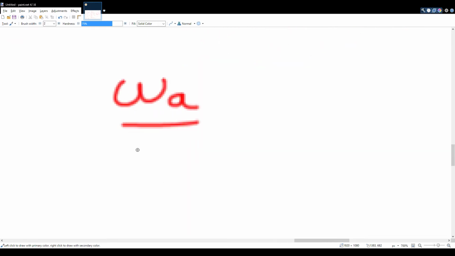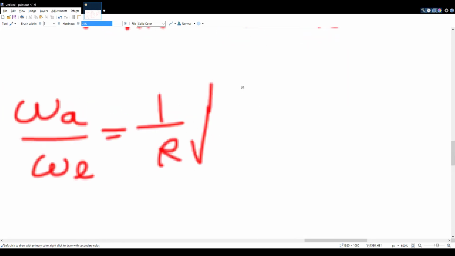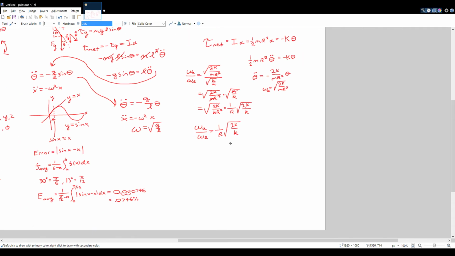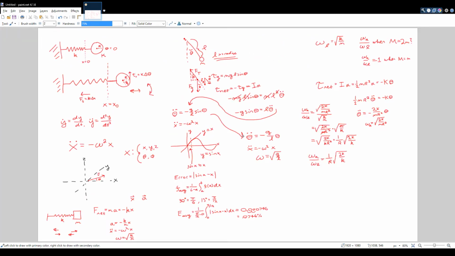And this is even more useful because you could use omega A divided by omega L is 1 over r times the square root of 2 chi divided by k. I think what's useful about this result is you can totally run an experiment for this to test the stiffness of a torsional spring, right?